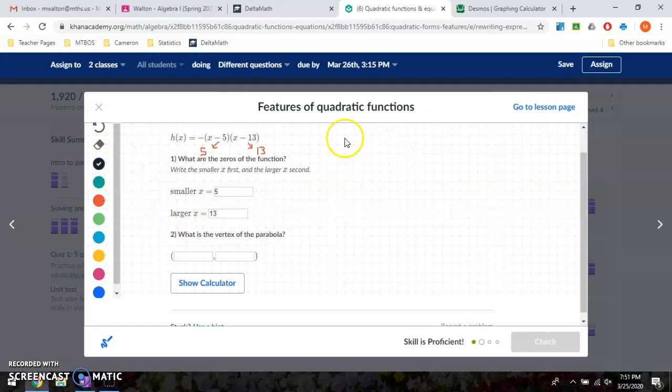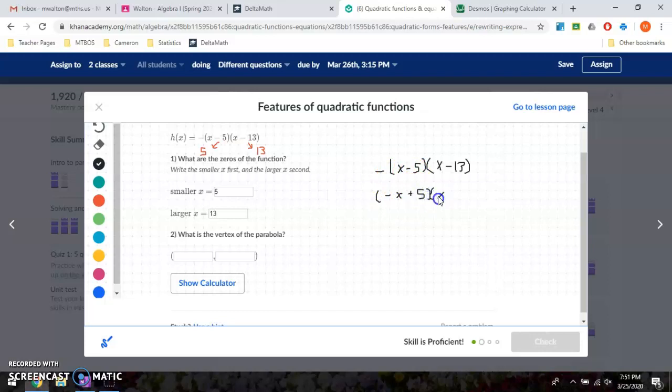So let's go ahead and get this into standard form first, and then we'll talk about vertex form. All right, so if I were to distribute this out, I have negative x minus 5, and then times x minus 13. I'm going to go ahead and distribute here. So first off, negative x. And then finally, a negative times a negative 5 is a positive 5.